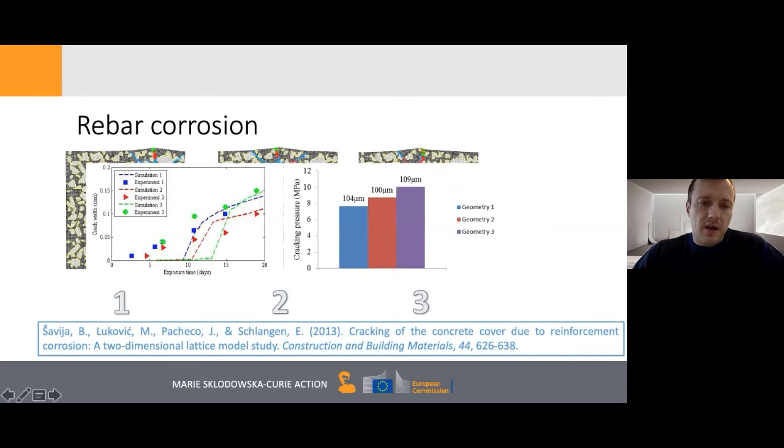And then here I show that different experiments and different simulations match quite well if we take into account the existence of the porous zone and the penetration of corrosion products into open cracks. So for different geometries, depending on where the rebar is positioned, we also need a different amount of pressure to cause the cracking. And this amount of pressure is actually linearly related with the amount of corrosion.